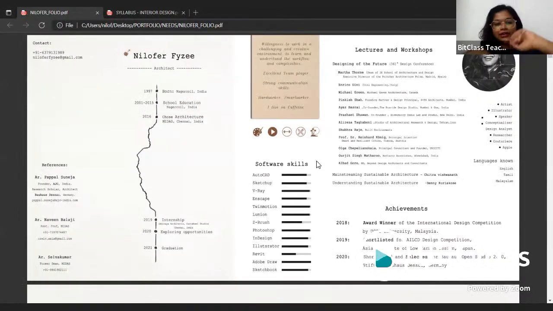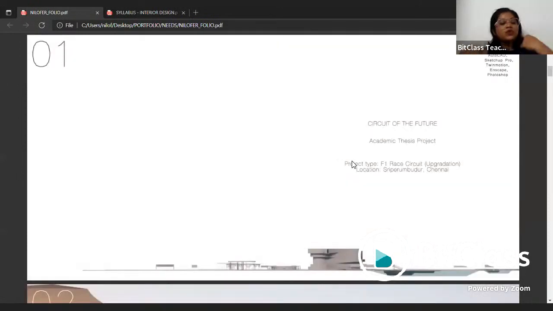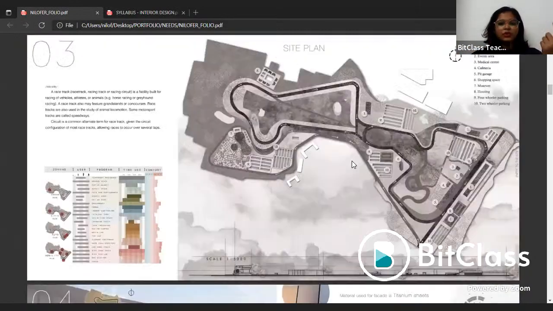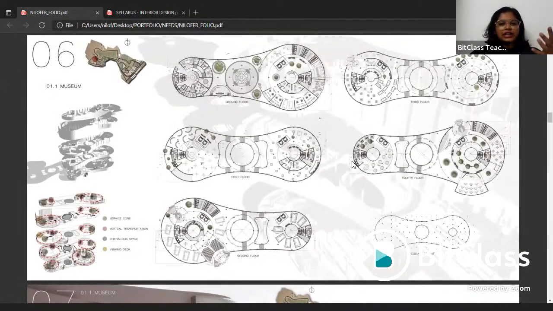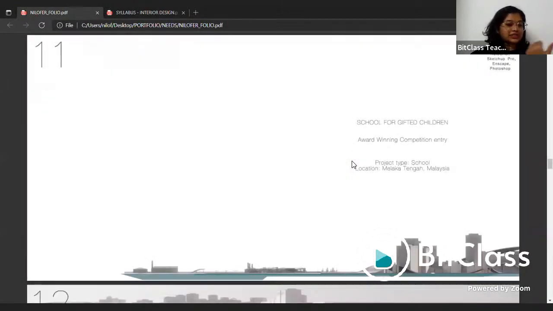After the cover page, this is what my resume looked like. I included what lectures and workshops I have attended, my achievements, my software skills, where I studied and everything, also with the references. After that, I started adding my contents, like this was my academic thesis project during my 5th year of architecture. I included a few pages of my thesis, because that was a 6 month project. It was like my life-changing project.